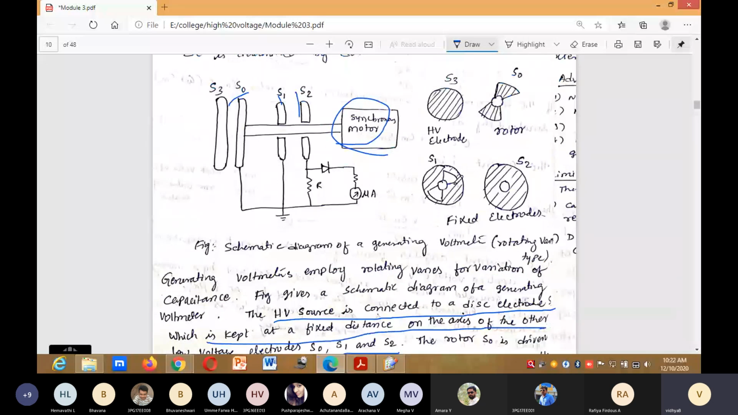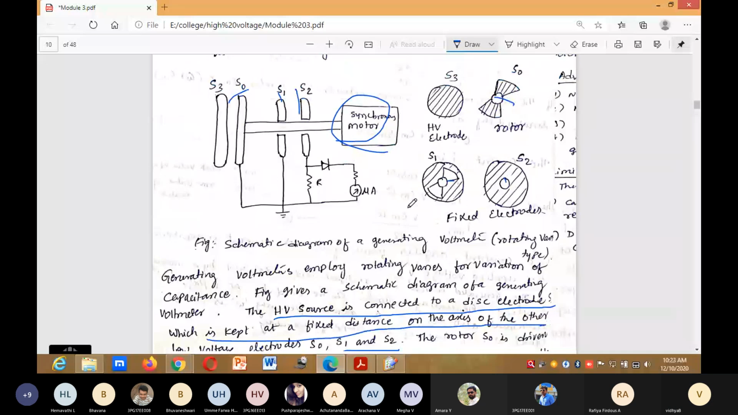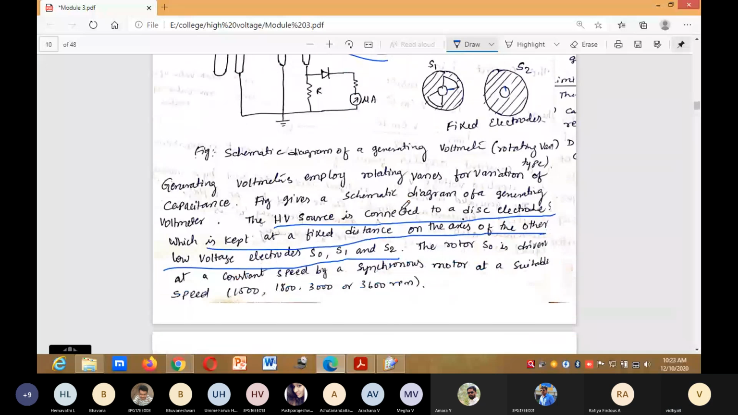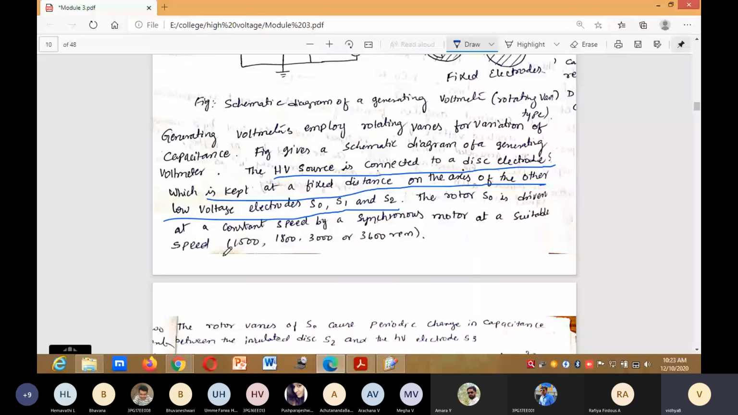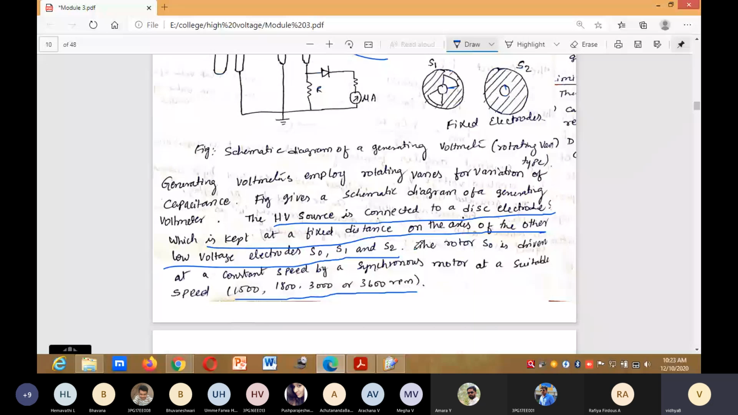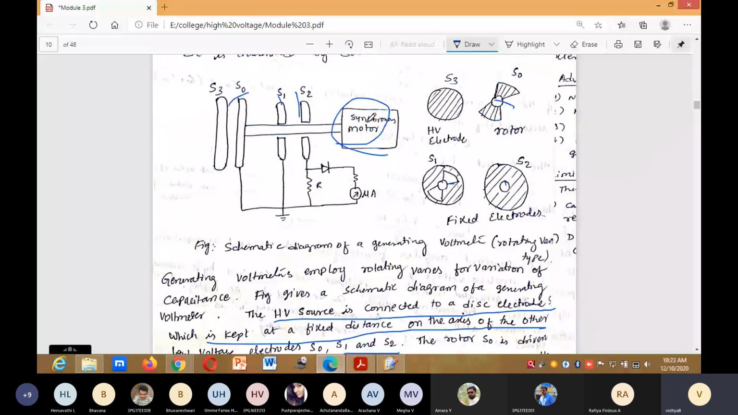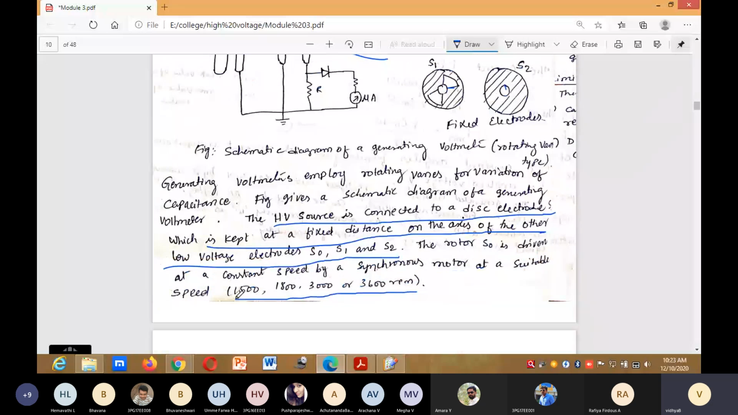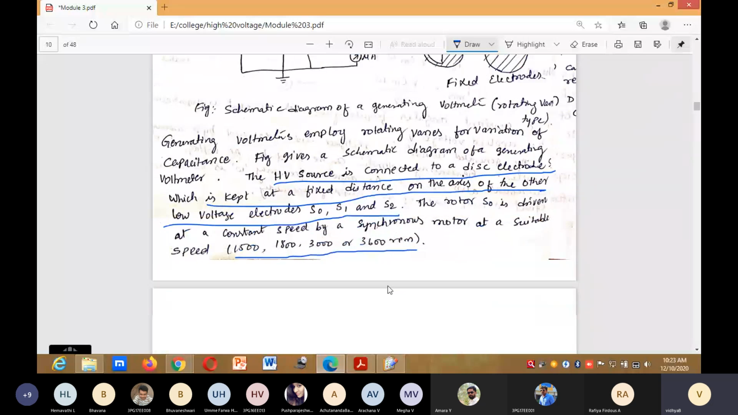The rotor S0 is driven at a constant speed by a synchronous motor at a suitable speed, that is 1500, 1800, 3000 or 3600 rpm. At constant speed, the suitable speed is 1500, 1800, 3000 or 3600 rpm.